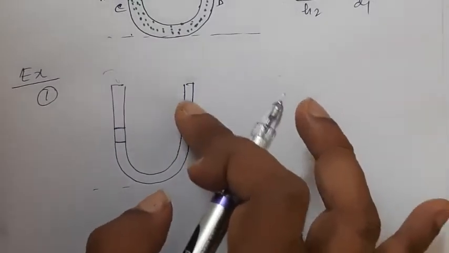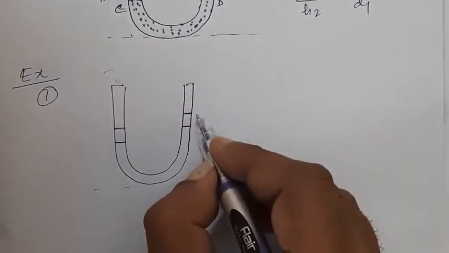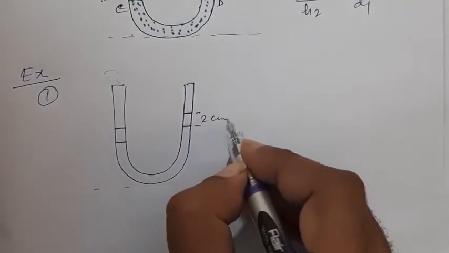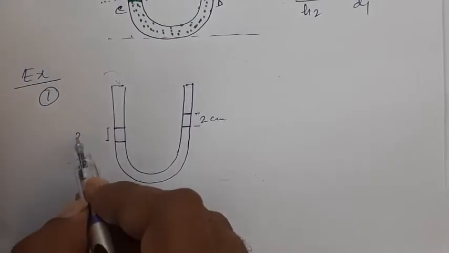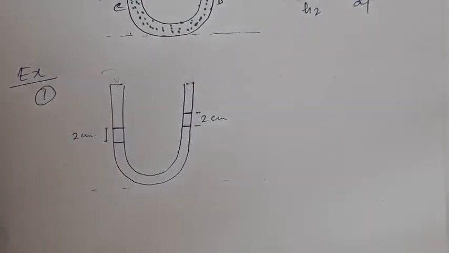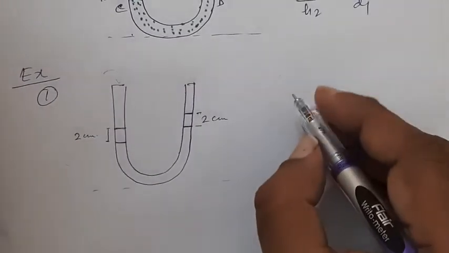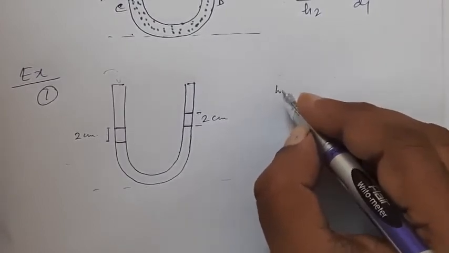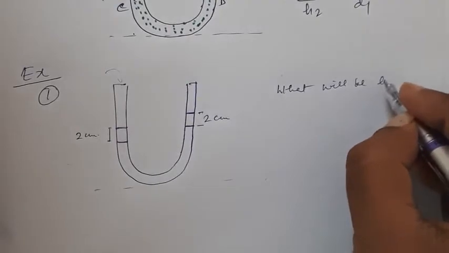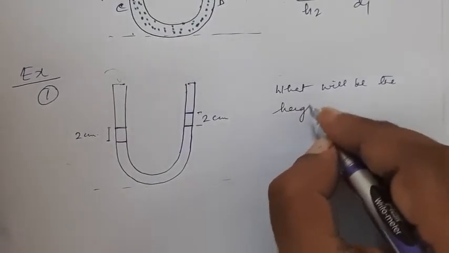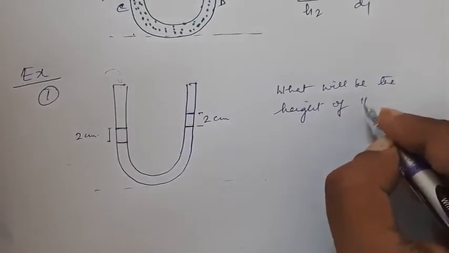Now the height raised by the mercury in this tube is 2 centimeters, and the mercury column has fallen a distance of 2 centimeters. Now they have asked, what will be the height of the water column?